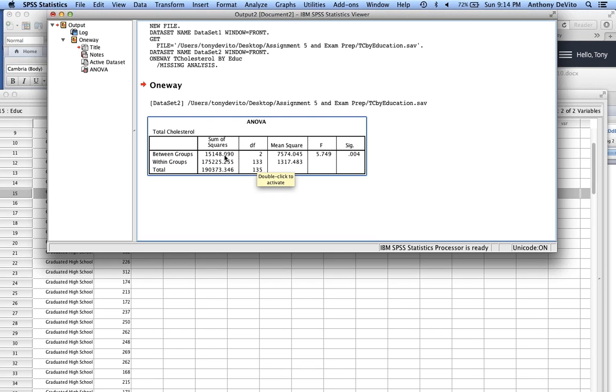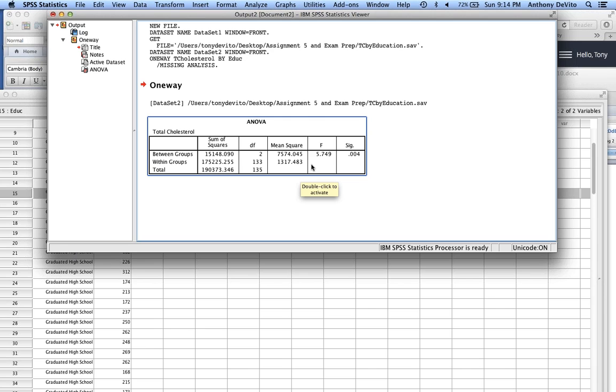So to find what's called the mean squares, in other words, kind of like the variance, we take the sum of squares and divide it by the degrees of freedom. So this divided by 2 gives us 7,500. This sum of squares within the groups divided by 133 gives us 1,317. That's where these numbers come from.